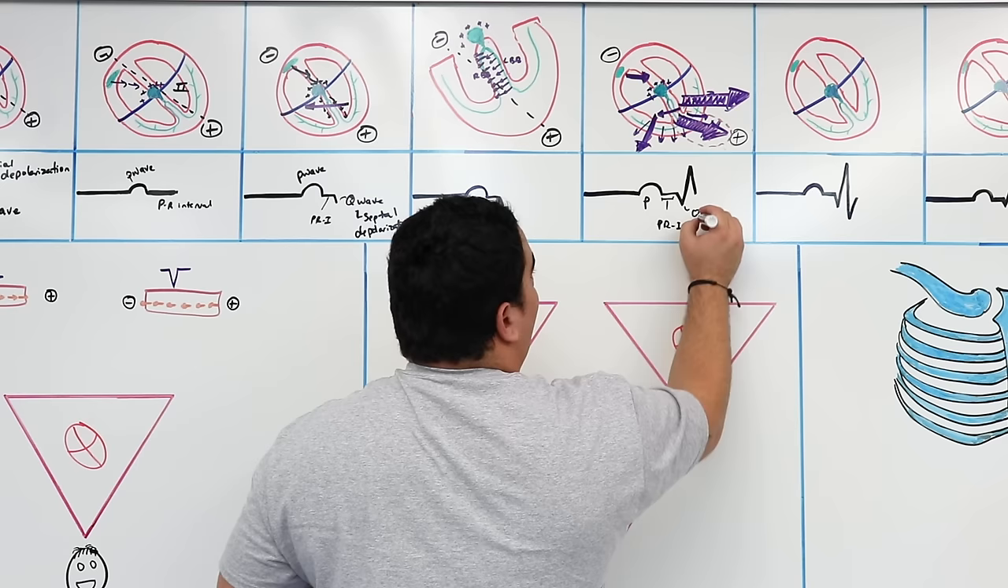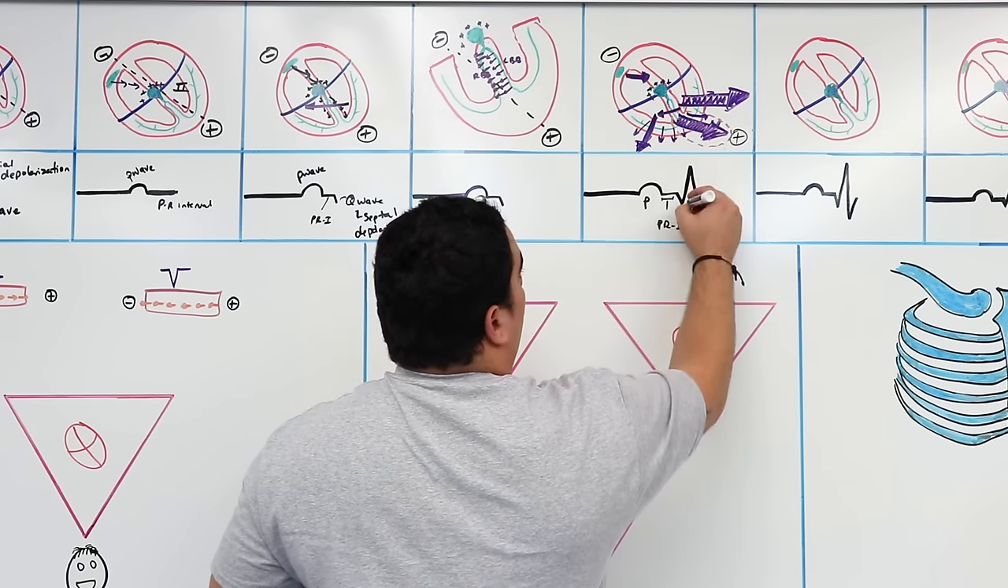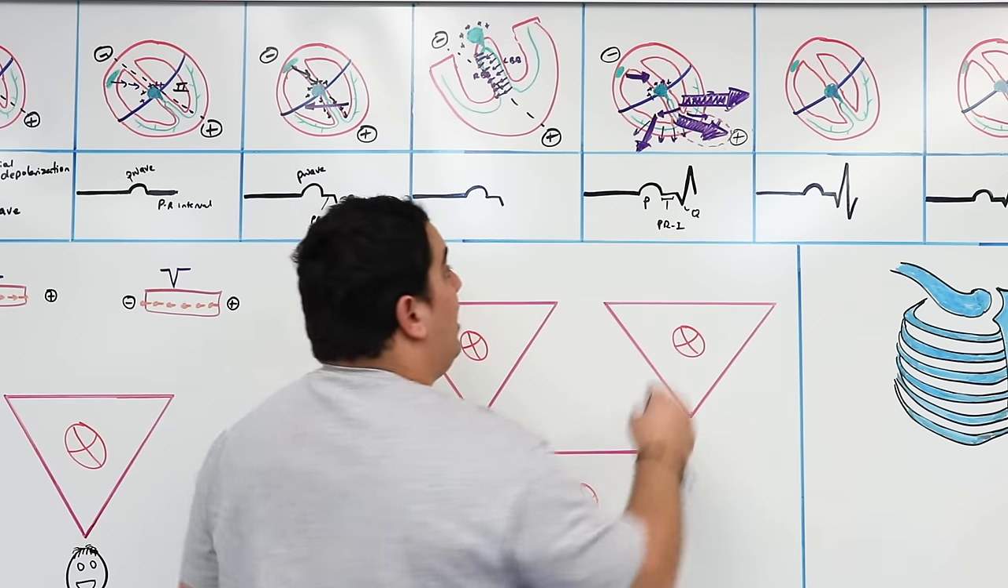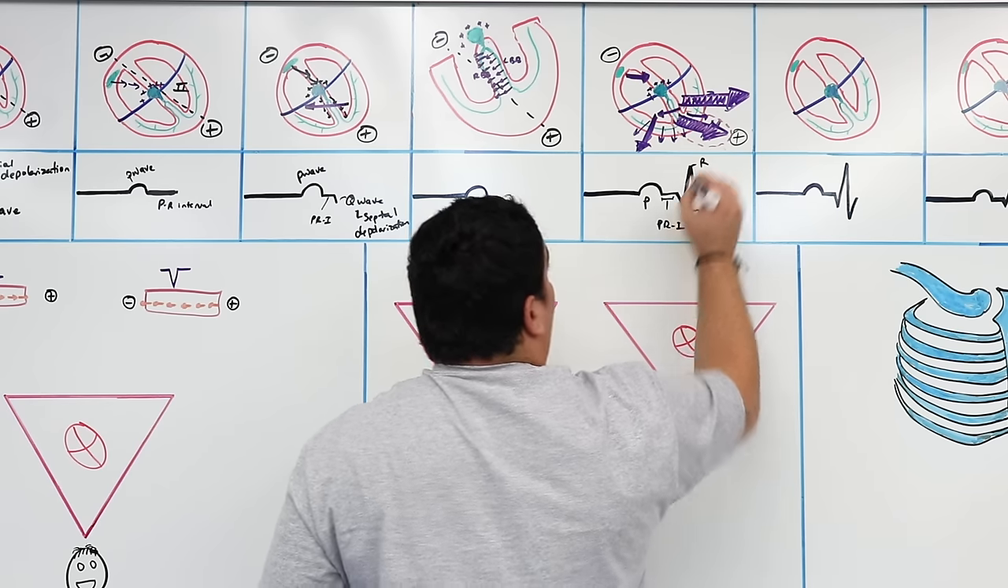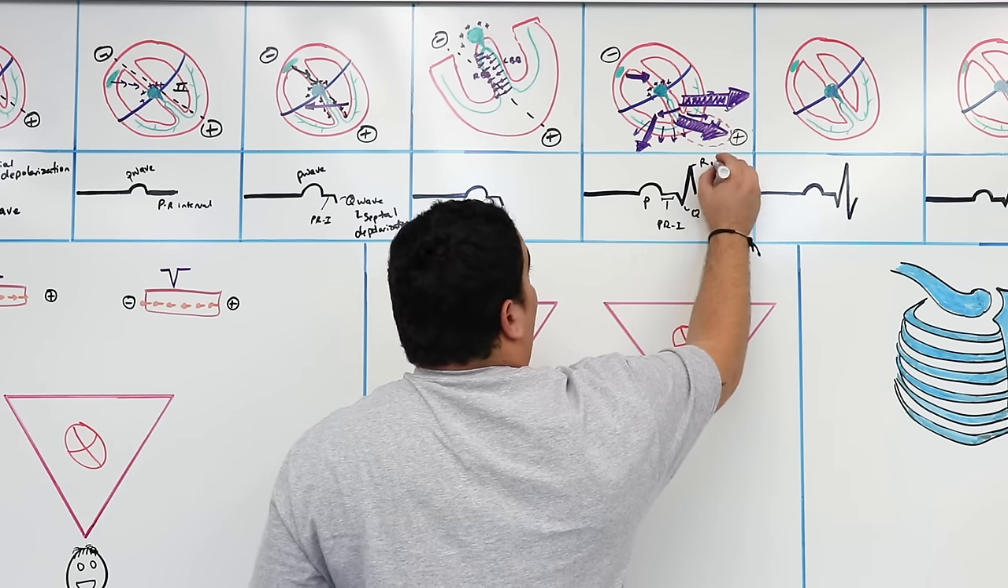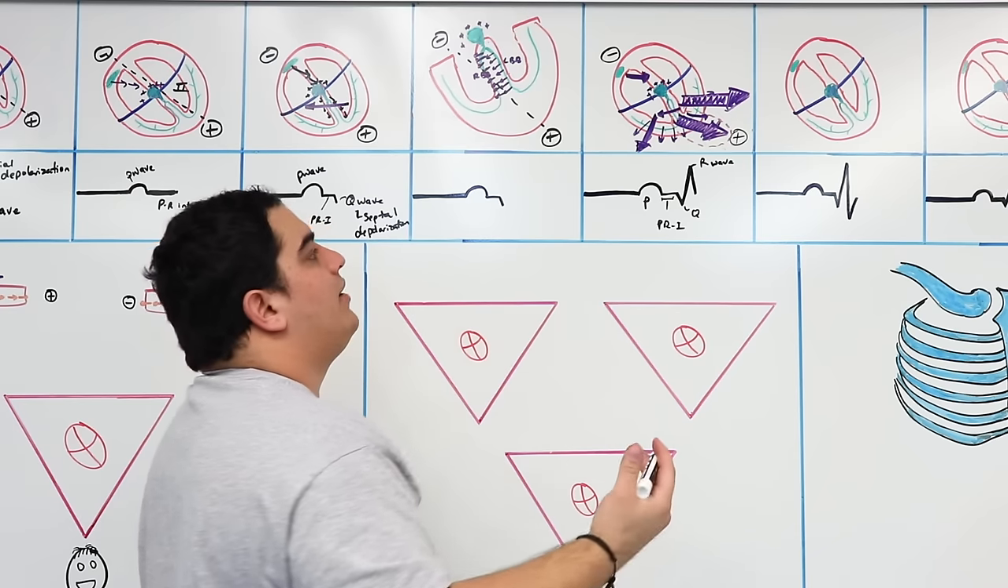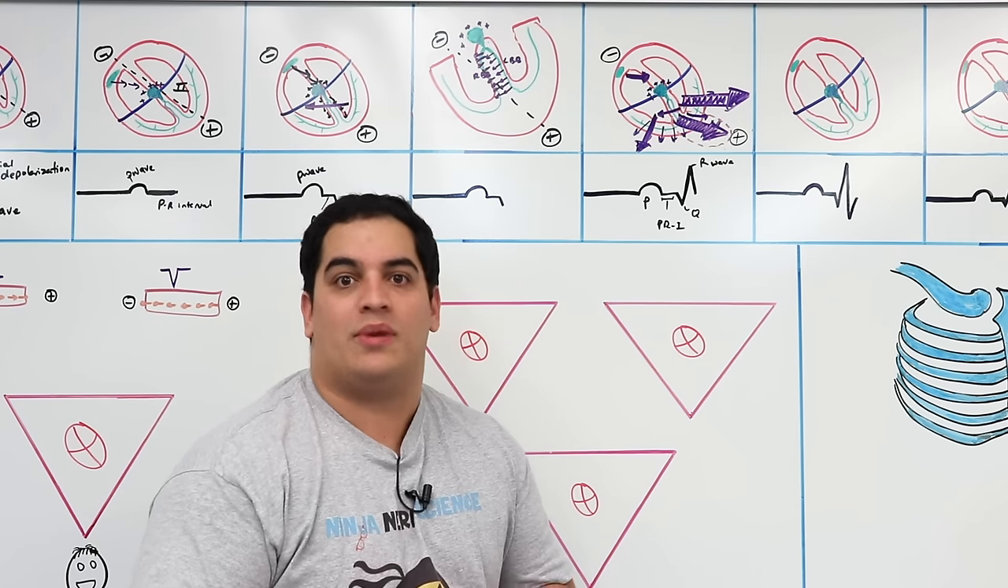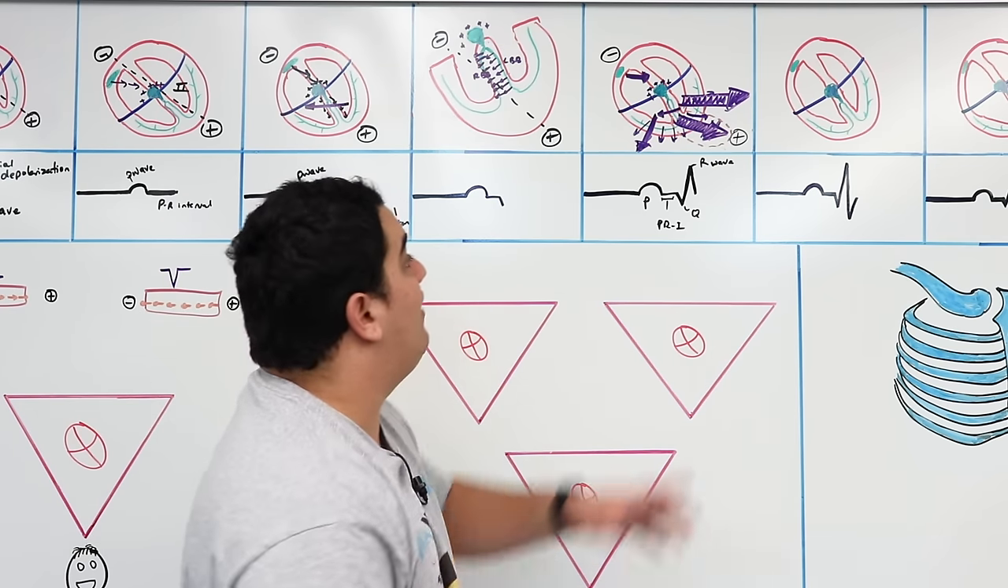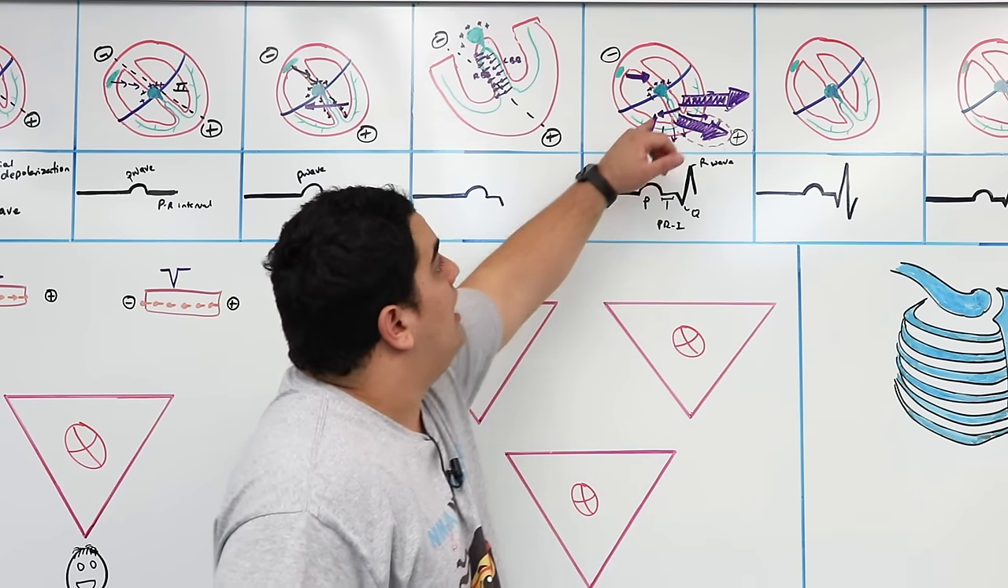Then we have the Q wave, a negative deflection. What's this big one right here? That is going to be the R wave. And the R wave is indicative of what? Ventricular depolarization, right? So it's indicative of ventricular depolarization.